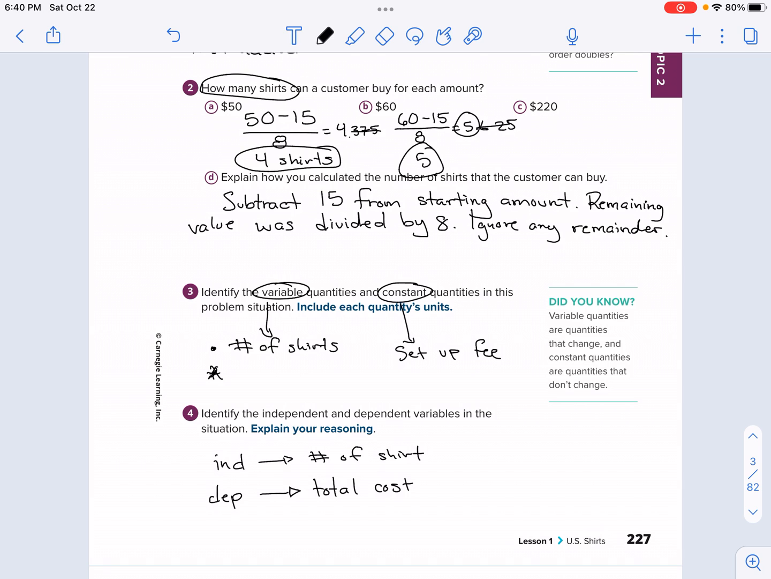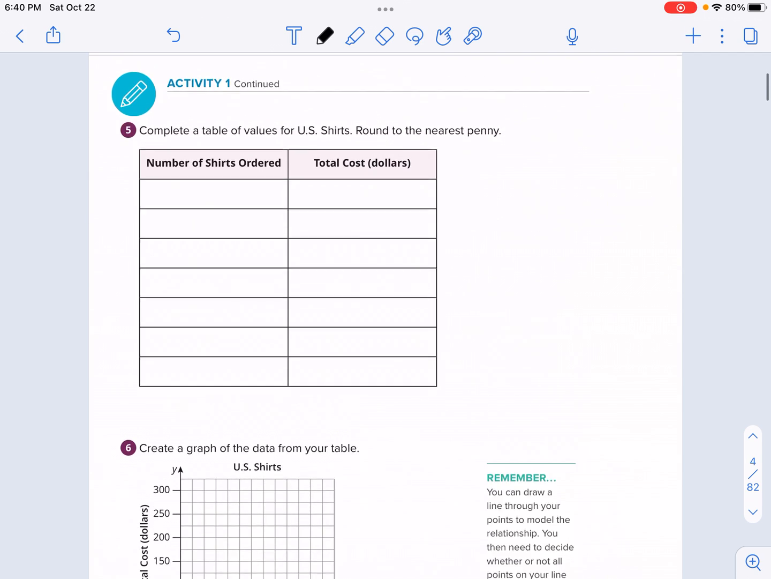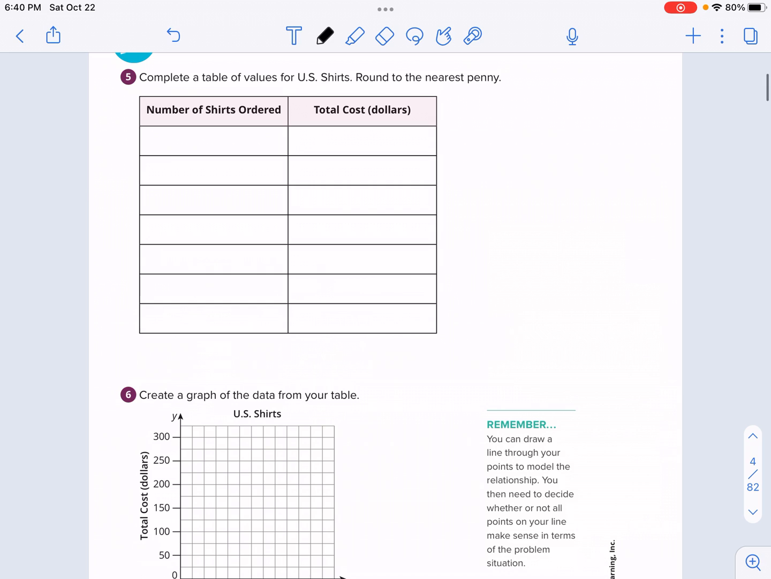Okay, let's go to the remaining part of activity 1 on page 228. Now, we talked about in the learning goals that we are going to represent using varying things, tables and graphs. So that's why we have this. But let's go through activity 1, number of shirts.